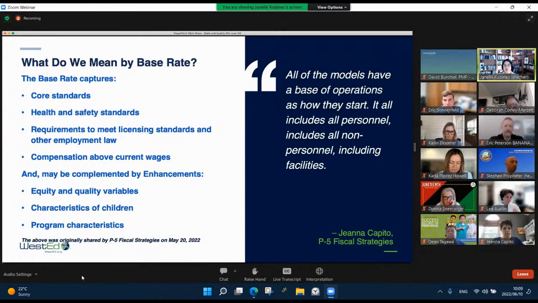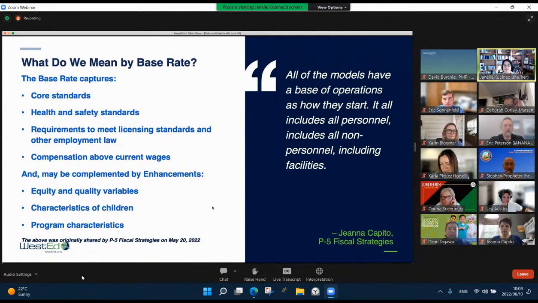So there could be other things that we look at with regard to equity, quality variables, characteristics of child, program characteristics, provider, workforce characteristics, I'll throw out there. So, Gina's quote on this is on the right side, that it's really having a base of operations where we start. And that includes personnel and non-personnel, and some of the things of a specific call out on facilities, which this group has called out in prior conversations.